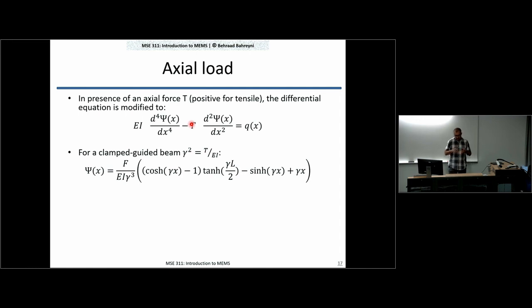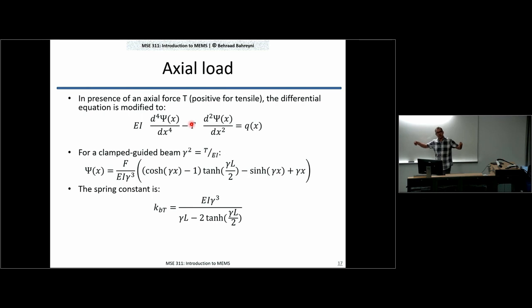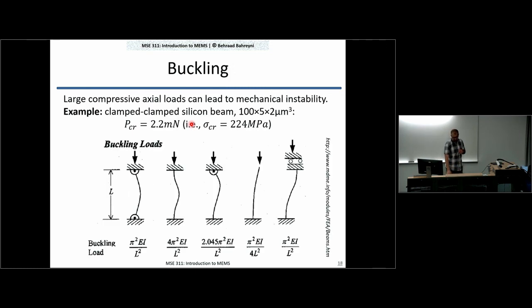But for now, you can show that a beam under tensile stress becomes actually stiffer. It behaves as if it is stiffer. On the other hand, if you put a compressive stress on the beam, it behaves as if it is made of a softer material. This is the solution to that equation for a clamped beam.